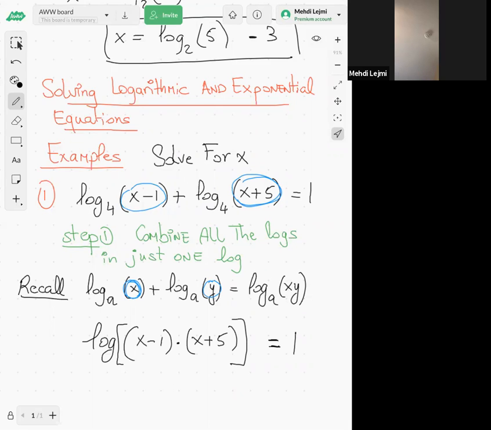Right? Again, this is like my x, log of x. This is like, sorry, this is the y. So log of x plus log of y, that will be log of x times y. Okay, now I combine the two logs in just one log. Of course, this is a log in base 4, the same base, right? Now I have only one log, and that's good news because now I can get rid of this log using exponential.